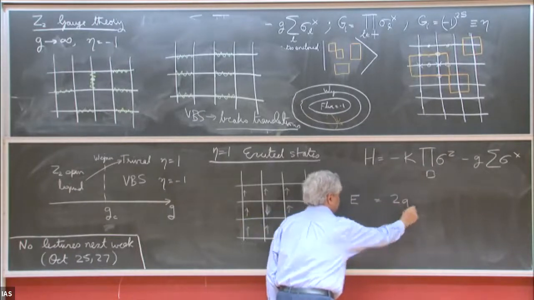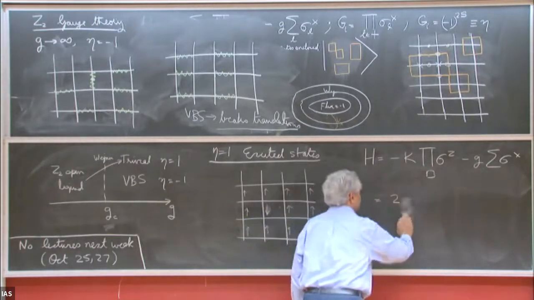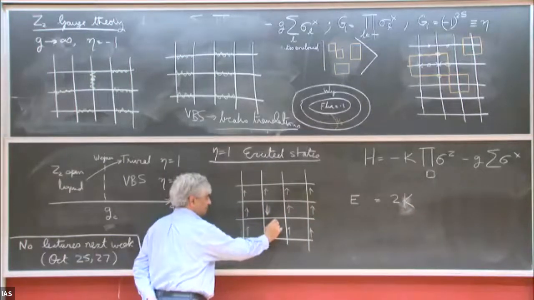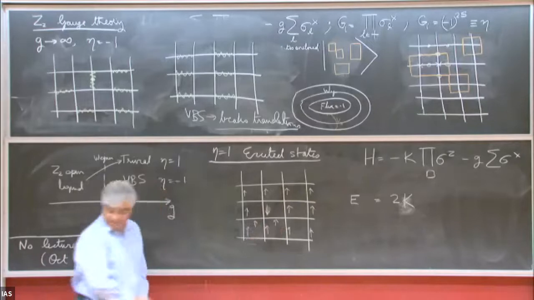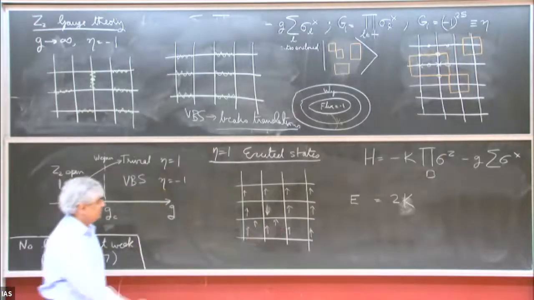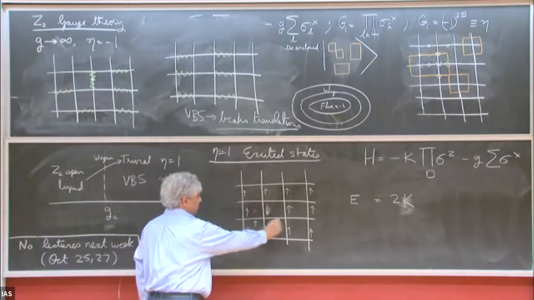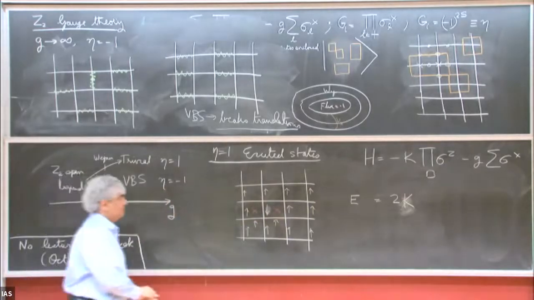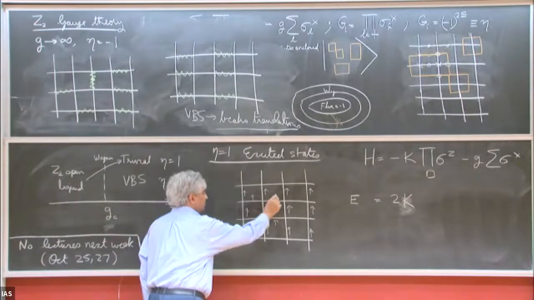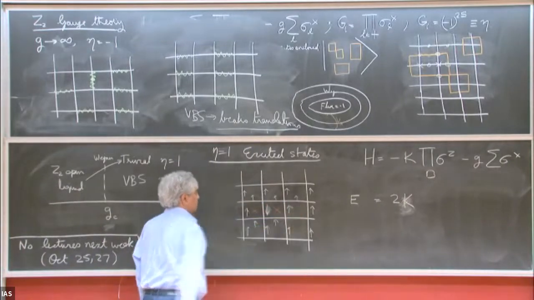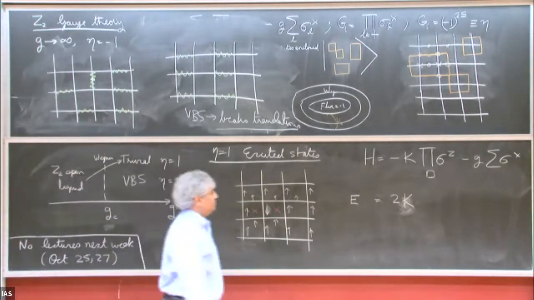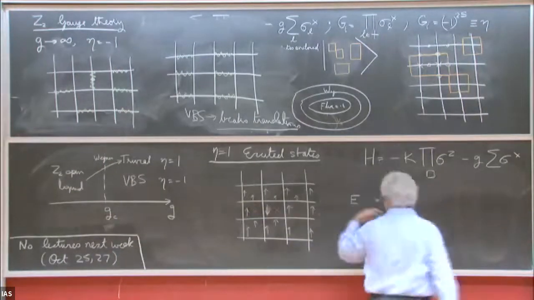2g. No, sorry, 2k. Why is that? Because I have two plaquettes now. I have this plaquette here, and this plaquette here that have flux -1. All right, so that's what one action of G gives me, it gives me this state.